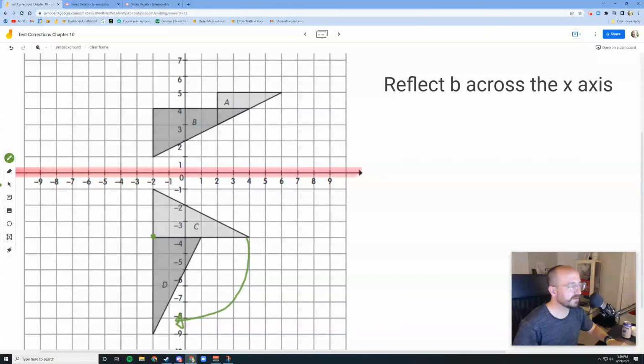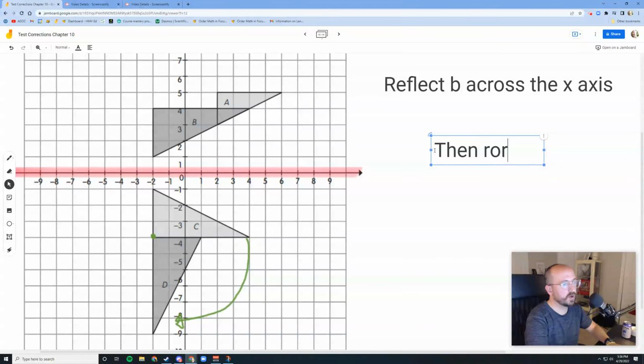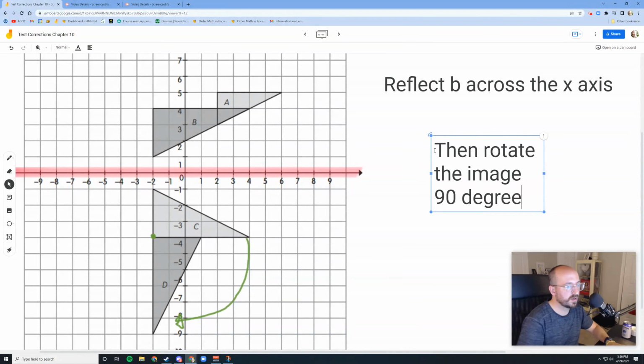So I could rotate it. Then I will get it there. So then rotate the image 90 degrees. Which way? This way with the clock. Clockwise.